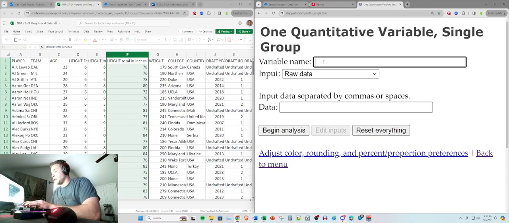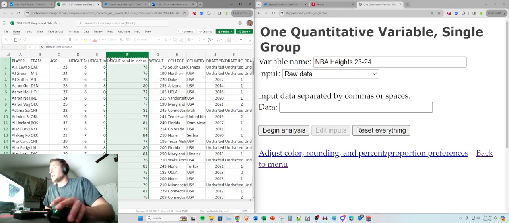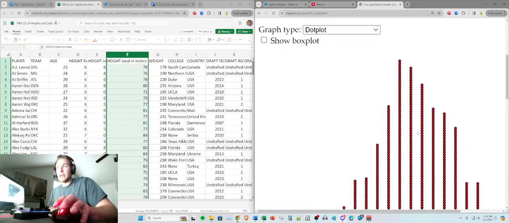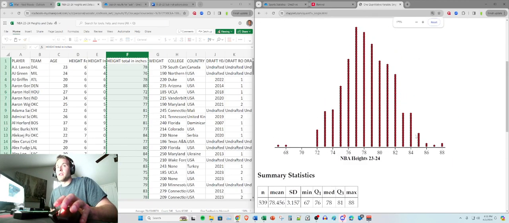We'll type in NBA heights 23-24. I don't think we did this in class the other day or yesterday. Let's copy our height in total inches, paste that in, and get rid of the text. We'll begin the analysis, and we get this distribution here.